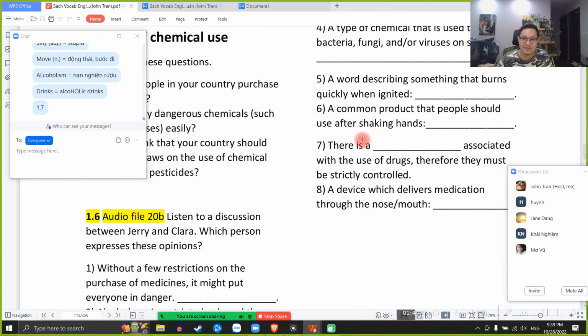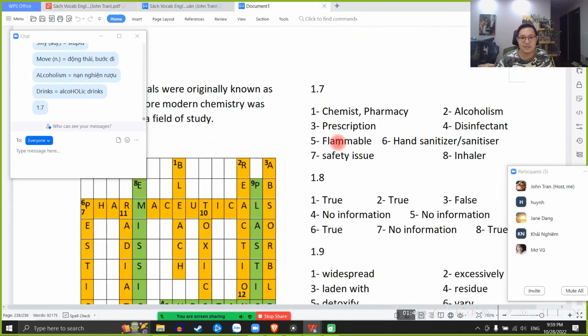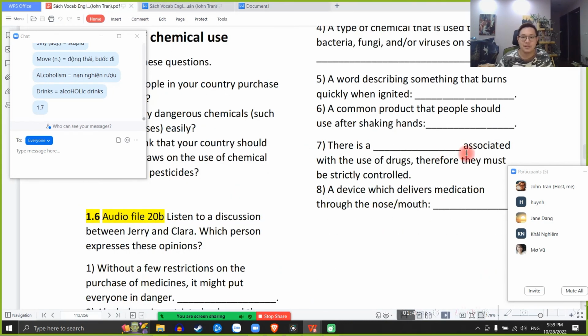Number seven, there is something associated with the use of drugs. Therefore, they must be strictly controlled. Có cái gì đó mà liên quan sự sử dụng thuốc, ma túy. Vì thế, chúng phải được kiểm soát một cách rất nghiêm ngặt. So number seven is a safety issue. Có vấn đề an toàn. Trong bài nó dùng từ này, safety issue. Associated with the use of drugs. Có một vấn đề an toàn liên quan sử dụng của thuốc. Therefore, they must be strictly controlled. Vì thế, chúng bắt buộc phải được kiểm soát một cách rất nghiêm ngặt.